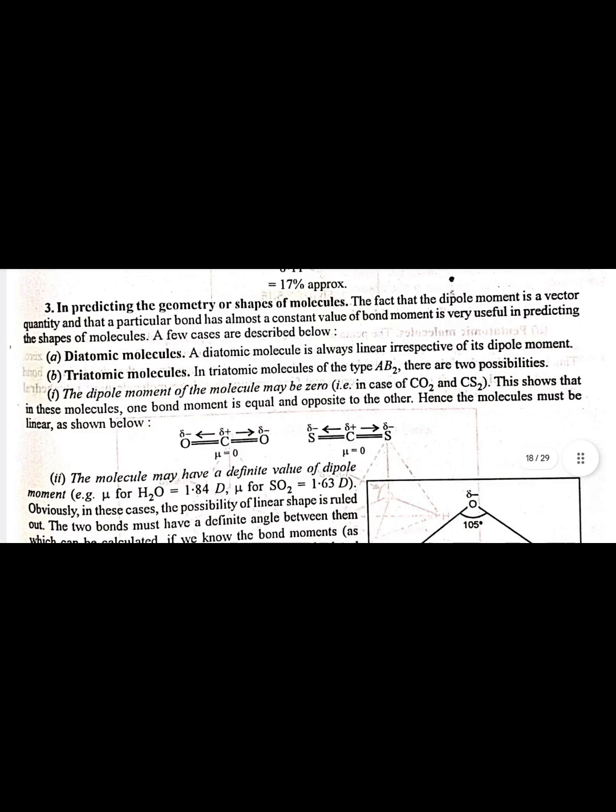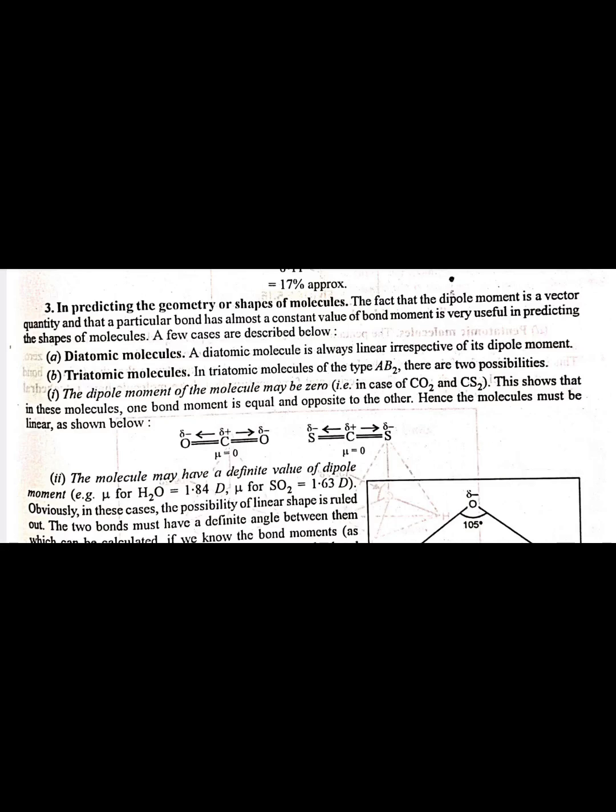Hence, if HCl were 100% ionic, the dipole moment would have been 4.8 × 10⁻¹⁰ × 1.275 × 10⁻⁸ ESU centimeter = 6.11 × 10⁻¹⁸ ESU centimeter = 6.11 D. The actual value of the dipole moment of HCl is 1.03 D. Hence the percentage ionic character of the HCl bond is 1.03/6.11 × 100 = 17% approximately.